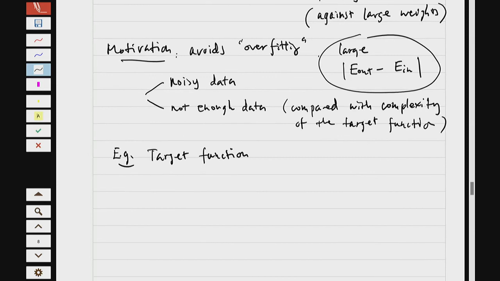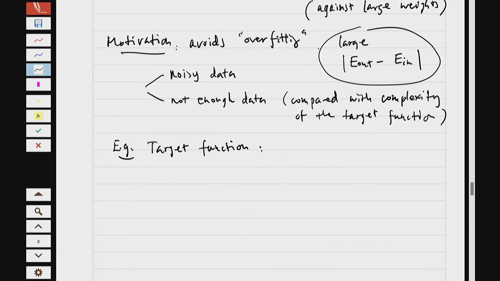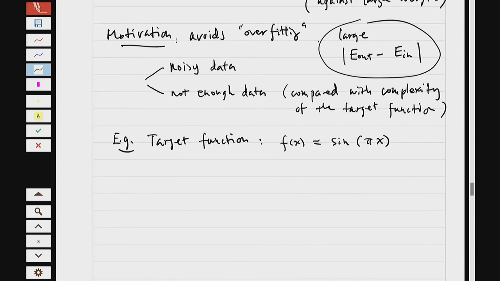So the target function in this example, not the advertising example, because I want to use this example from the textbook, is a one-dimensional example. The target function is sine of pi x. And in the training set, it turns out you only have 2 data points, and let's say they are randomly chosen.